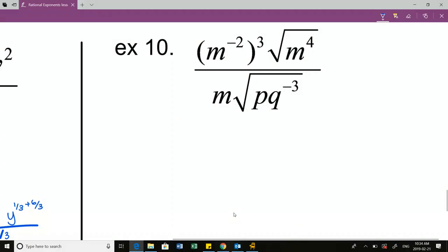Okay, so first things first, I'm actually just going to apply power rule here, and I'm also going to take a couple steps to change all of these guys into their fraction exponents. Okay, so power of a power, I'm getting m to the negative 6. Imaginary 2 is out front of both of these square roots on top and bottom. So this will be times m to the 4 over 2 over m times p to the 1 over 2 and q to the negative 3 over 2.